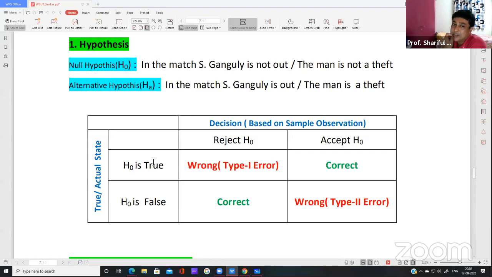And what is this case? Actually H0 is true, meaning this man is not a thief, and we accept H0. So the judgment system gives the same judgment. This is the correct result. And when H0 is false, basically this man was a thief, and we reject H0, meaning the judgment has accepted that decision. This is correct. But suppose H0 is false, meaning he is a thief, but we accept H0. So the judgment is given as no, he is not a thief. So again there is an error. But among these two errors, obviously type 1 error is much more serious.